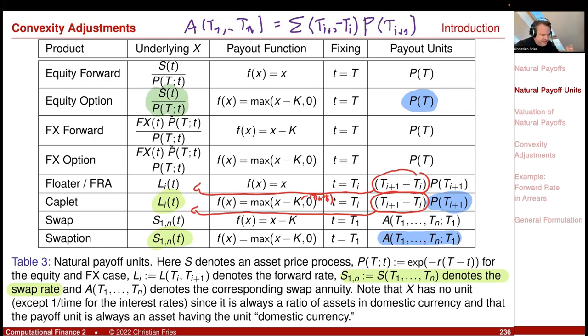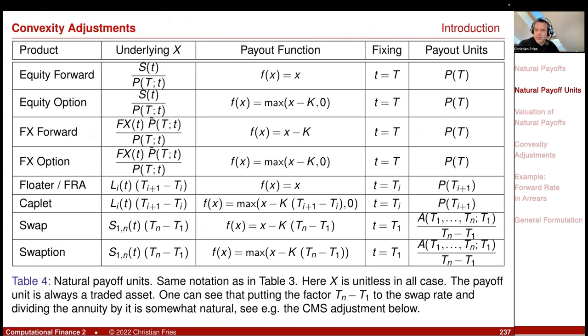Well, if you would divide here with, say, for example, the whole period length, Tn minus T1, then you would see that the swap annuity divided by Tn minus T1 is just the weighted average of the zero coupon bonds. So it's a little bit like here that I have a zero coupon bond in all situations. I also have a zero coupon bond here, but it is not a zero coupon bond. It is a weighted average, and the sum of the weights is one, if you divide with the sum over all periods. So that's a very nice natural thing, and that's the reason why my table should look like that.